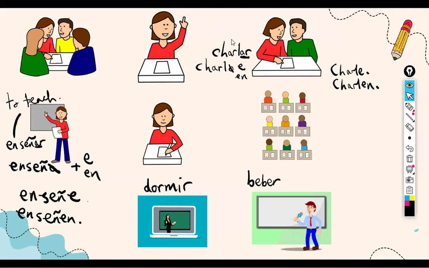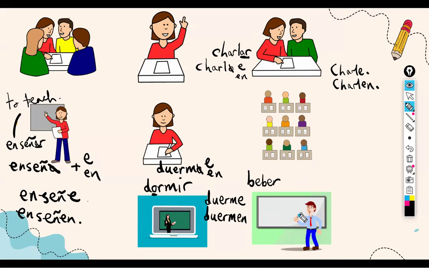Right, now let's check dormir. Because dormir is stem changing, this O will become UE. So the yo form would really be duermo, right? And we would take off the O and we would add E and EN. So for usted, we would say duerme. And for ustedes, we would say duermen.